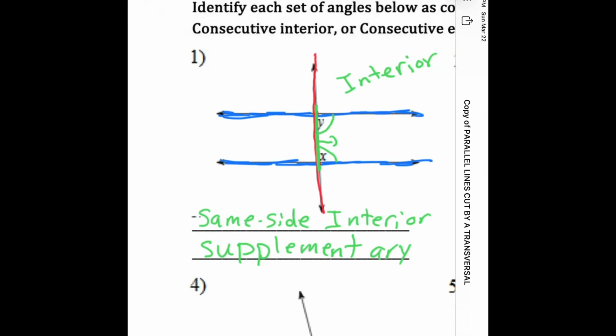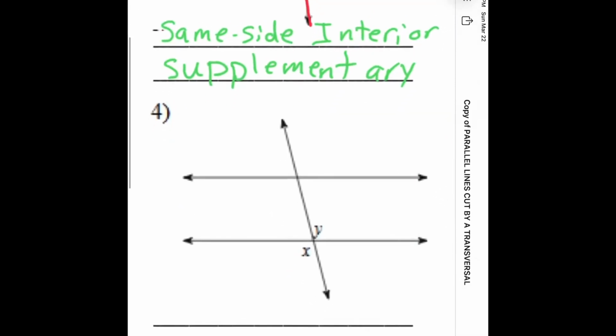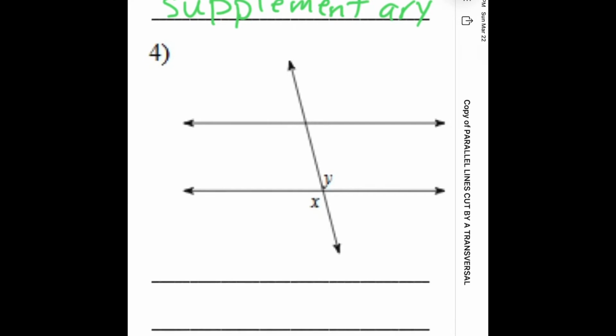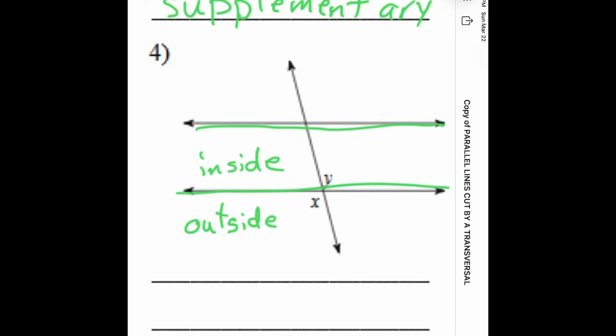So let's do another one. If we look at number 4, we still have our parallel lines. In this case though, one is on the inside of our parallel lines and one is on the outside. So if one is on the inside, one is on the outside of our parallel lines, then we are not dealing with any of our interior or exterior angles. It's pretty much only left with vertical angles or corresponding angles.